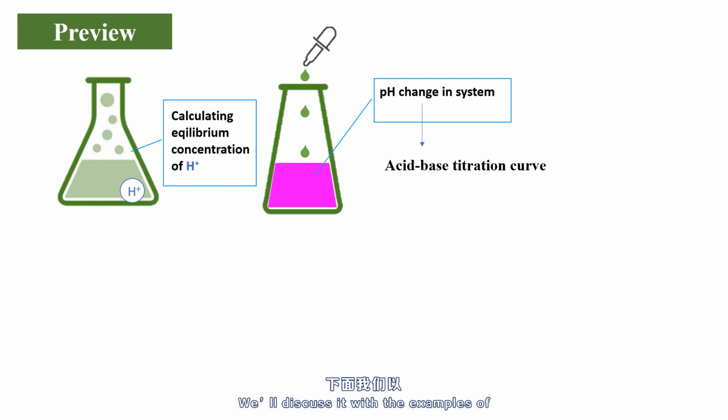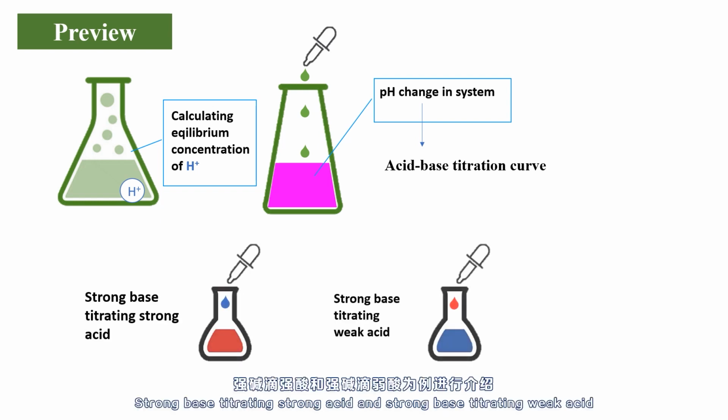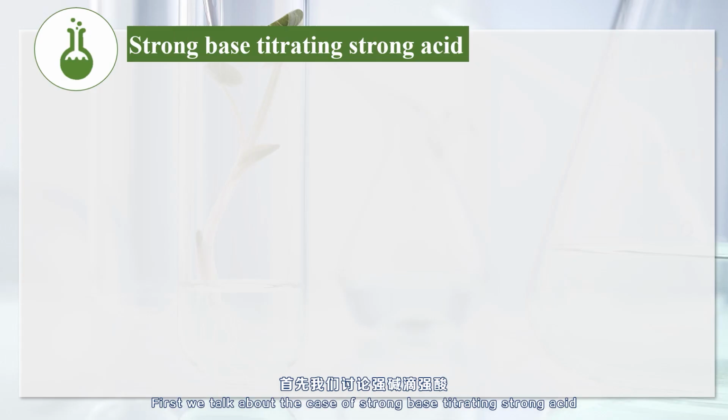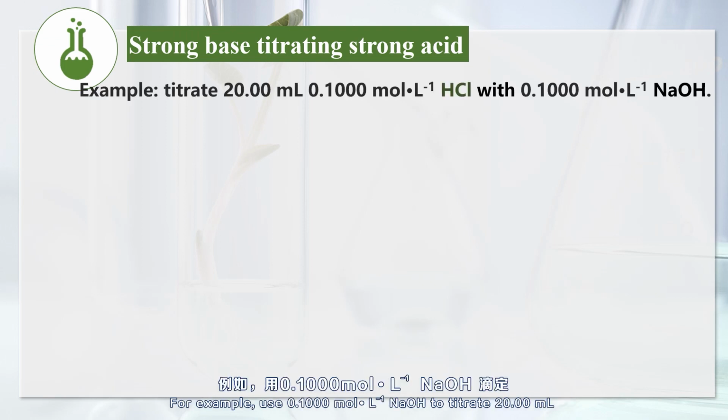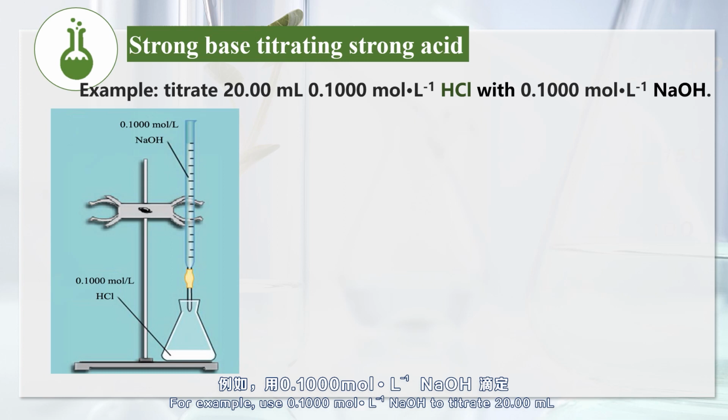We'll discuss it with the examples of a strong base titrating a strong acid and a strong base titrating a weak acid. First, we talk about the case of a strong base titrating a strong acid. For example, use 0.1000 mol per liter sodium hydroxide to titrate 20.00 milliliters of 0.1000 mol per liter hydrochloric acid.